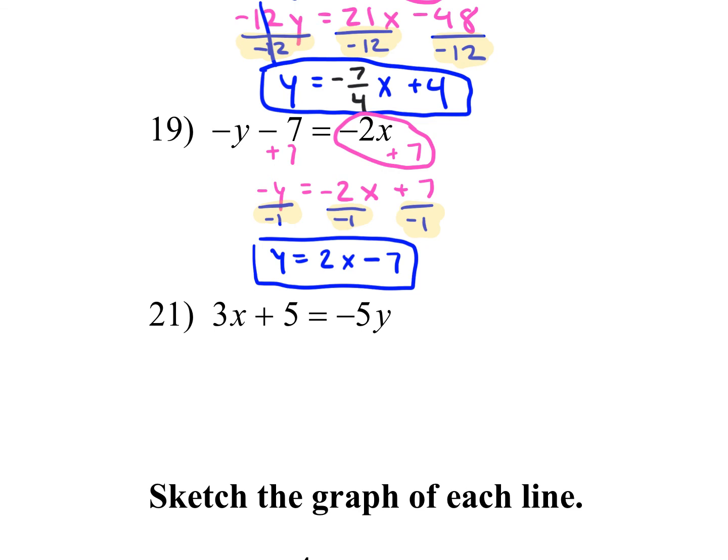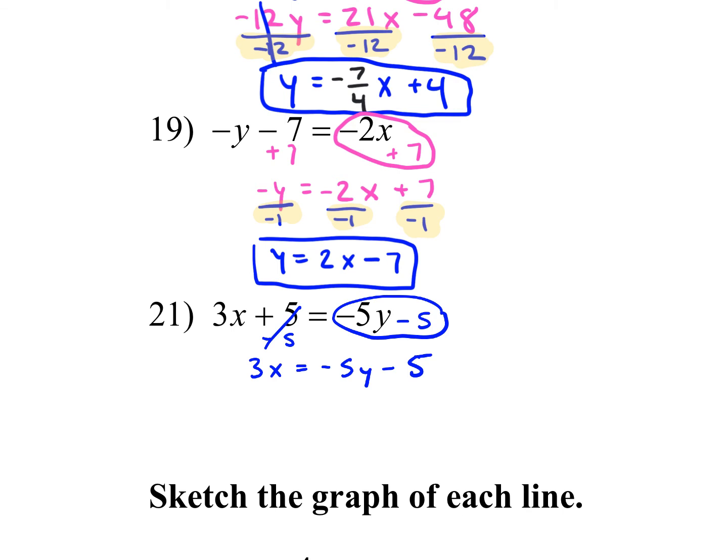All right, let's look at 21. What should I do first? Subtract 5 on both sides. I can do that. So it cancels out there. So I have 3x is equal to, can I combine these two together? Nope, because they're not like terms. So negative 5y minus 5.